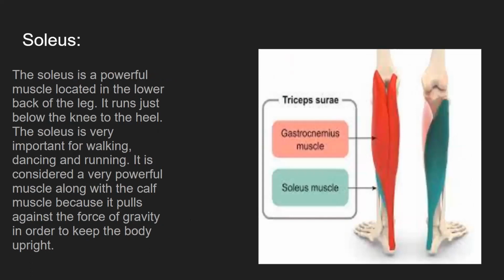Now we have the soleus, which is a powerful muscle located in the lower back of the leg. It runs just below the knee to the heel. The soleus is very important for walking, dancing, and running. It is considered a very powerful muscle along with the calf muscle because it pulls against the force of gravity in order to keep the body upright.